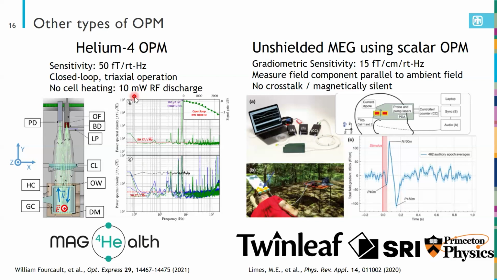Yeah, I mean, one way to look at this is if we look at the line width of the resonance. Typically, the line width of the SERF magnetometer is narrower than the helium OPM, and so that tells you that there are collisions happening at a higher frequency in the helium OPM that decohere the spin state of the helium.